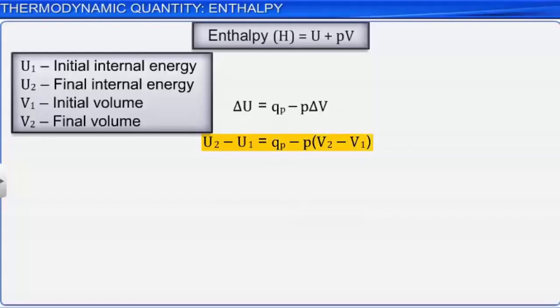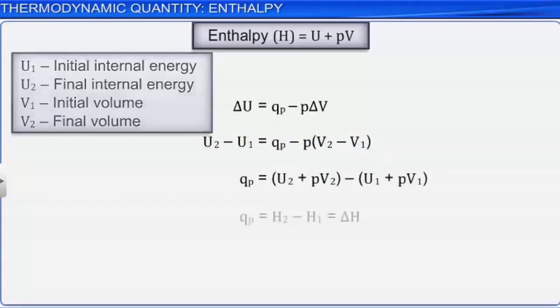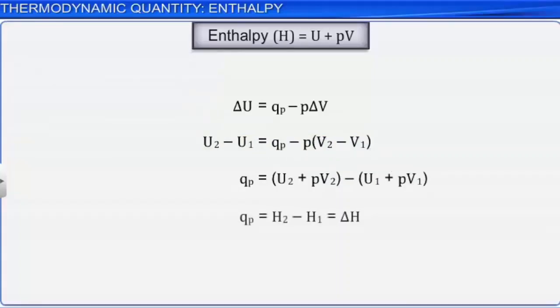On rearranging this, we get QP equals U2 plus PV2 minus U1 plus PV1. But we have already learned that U plus PV equals enthalpy H. Hence, the equation can be written as QP equals H2 minus H1, which is equal to ΔH. Therefore, ΔH is equal to QP.